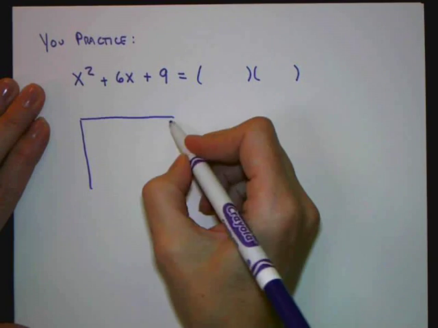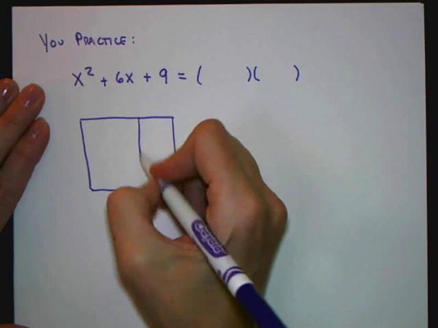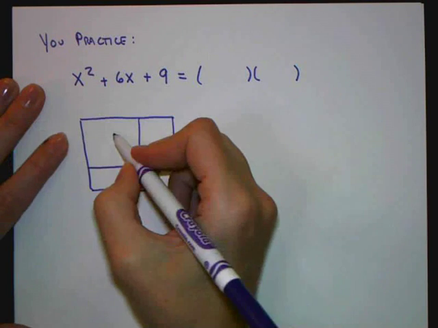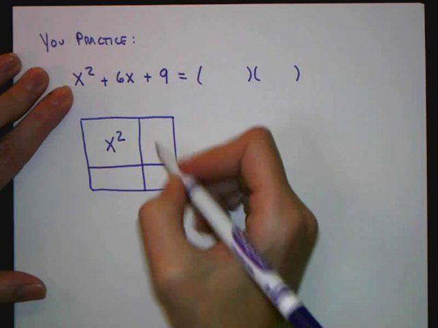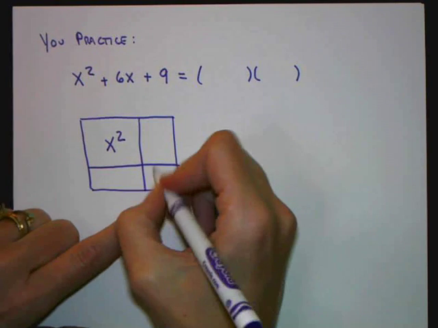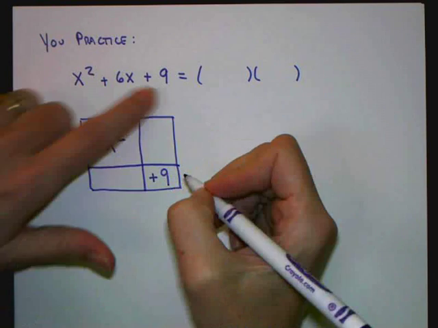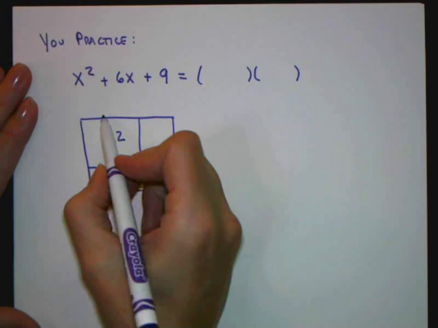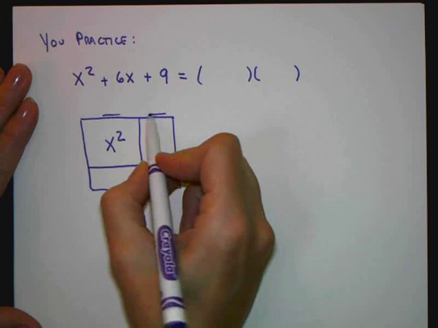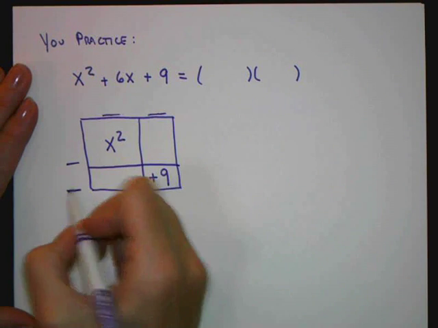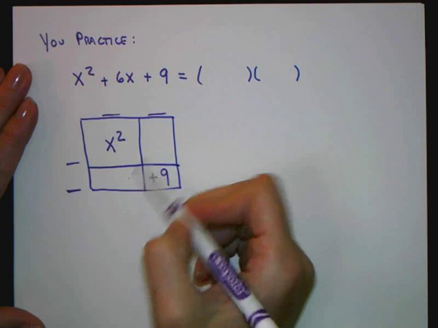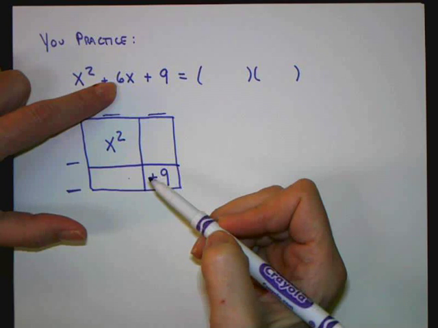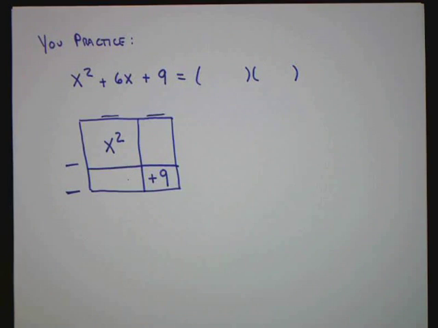Let's set up our area model. I know that this square needs to have an area of x squared for the first term. And I know that this bottom rectangle down here needs to have an area of 9 for my last term. Your challenge is to figure out what numbers go here and here, and then here and here, such that when you do all of your multiplication, these two rectangles have an area that adds up to 6x. Please pause this presentation while you work through this. We'll go through the answer together in class.